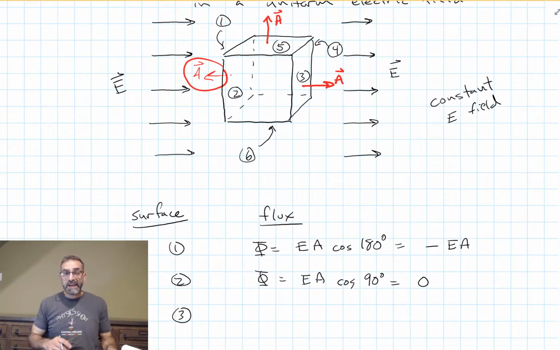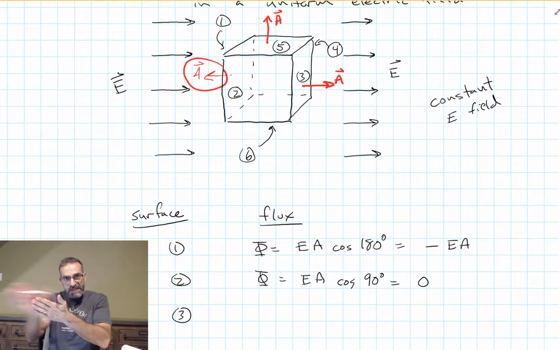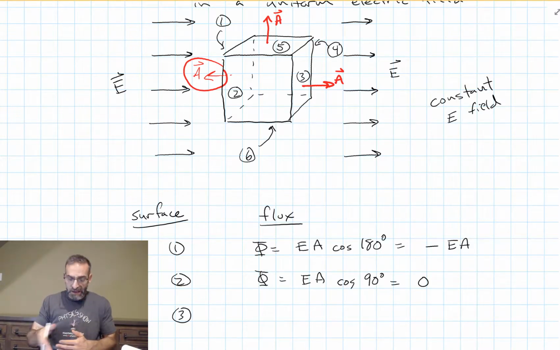0 for surface 2, and you can look at it and you can tell that none of the electric field lines are crossing that surface. None of them are penetrating the surface. They're just skimming right across the surface. None of them are going through the surface. They're parallel to the surface, so we have a flux of 0.